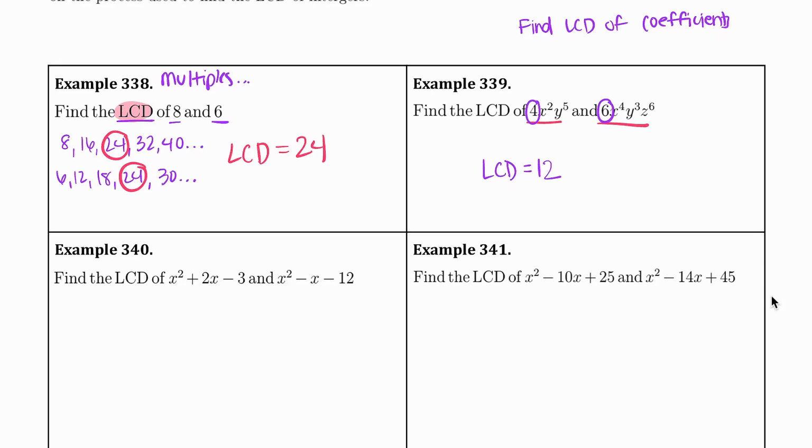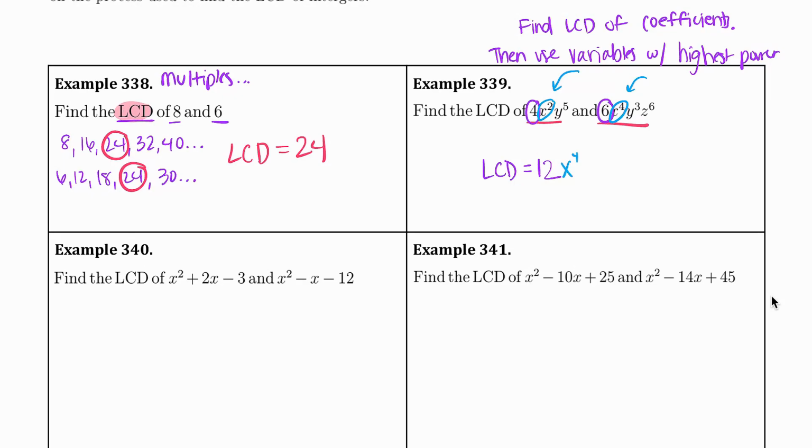And then when we're looking at our variables, first we find the least common denominator of the coefficients, then we use the variables with the highest power. So if we look at our x's, I've got x squared and x to the fourth. So we're going to use the x to the fourth. The reason for that is we can add more to this one. We can multiply this term by some more to have them be the same. We cannot take any away from here.